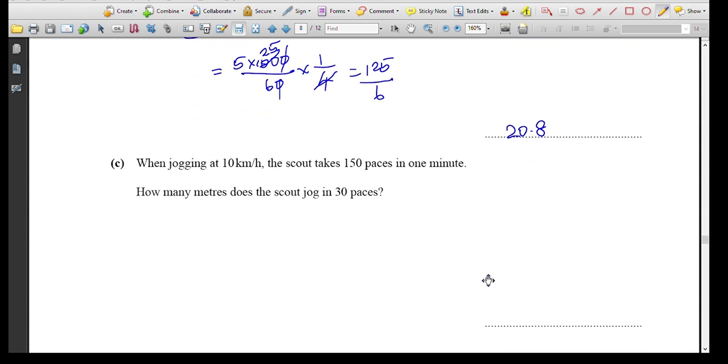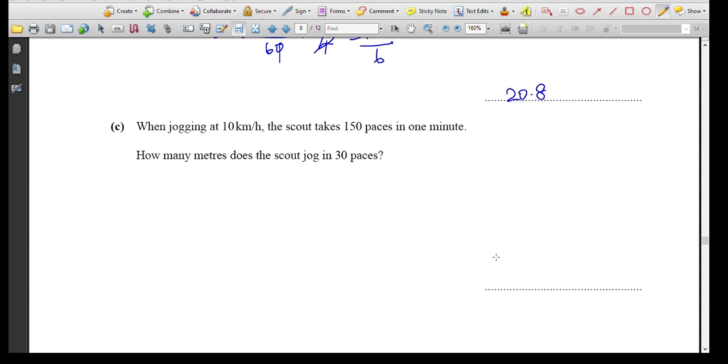Let's proceed further. When jogging, so previously it was walking and now it is jogging. At 10 km per hour, the scout takes 150 paces in 1 minute. How many meters does the scout jog in 30 paces? So again the same, we have to calculate the distance, and that is speed into time. What is the speed? It is 10 km, and to convert into meters per minute, we have to multiply by 1000 and divide by 60, into time. What is the time here?